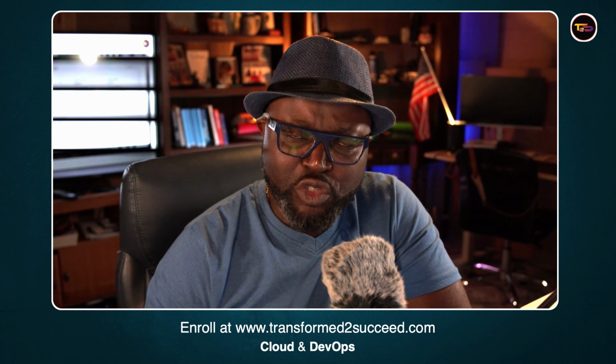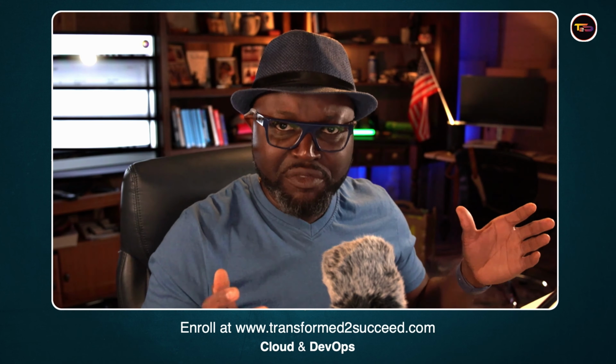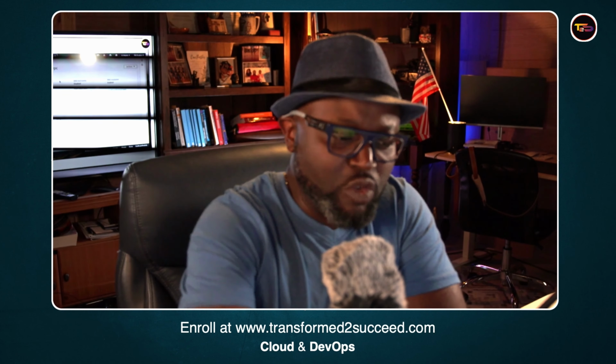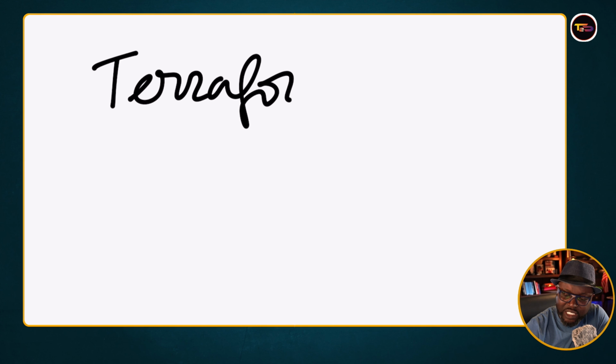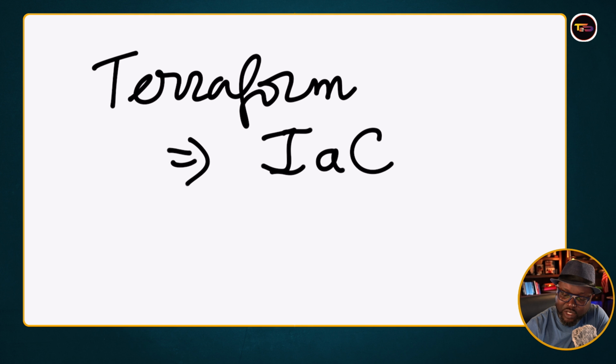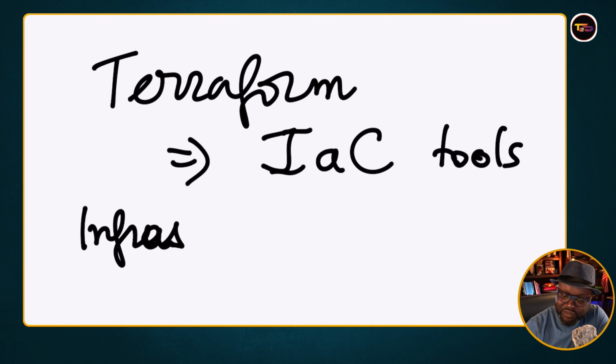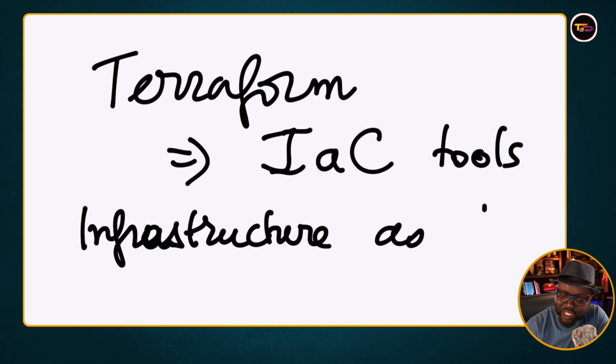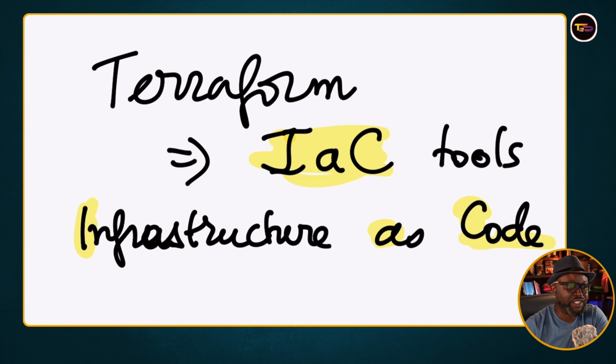In this video, what I'm going to show you is an overview of what Terraform is all about and how you can use it to provision your infrastructure. Terraform is one of these tools that we refer to as IaC. IaC stands for infrastructure as code. So that's what you need to know. You have the I here for infrastructure, so infrastructure as code.